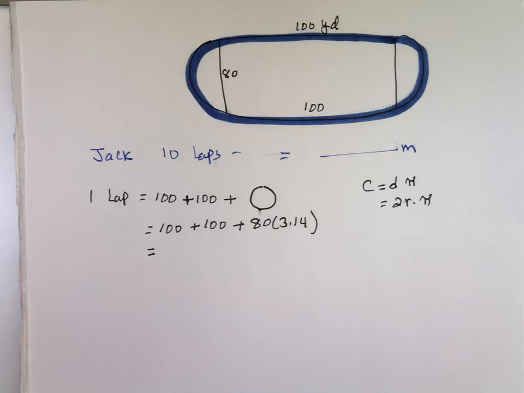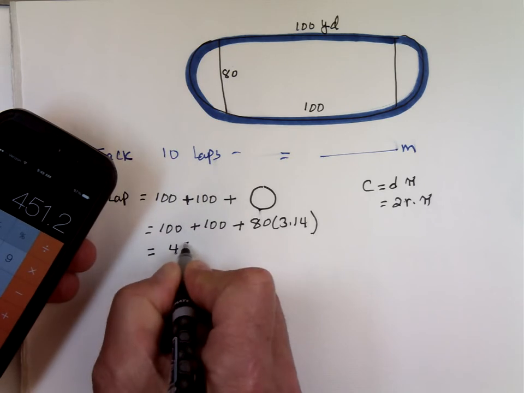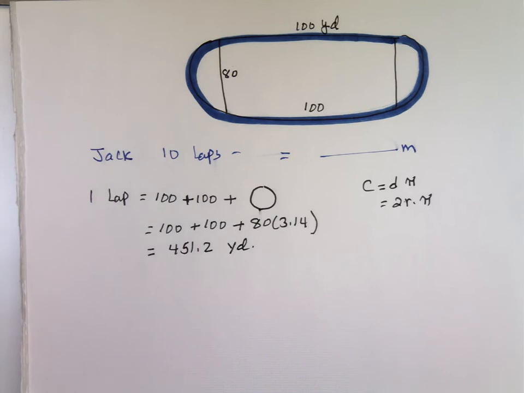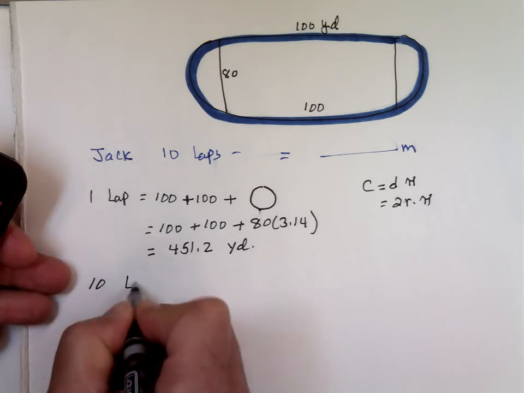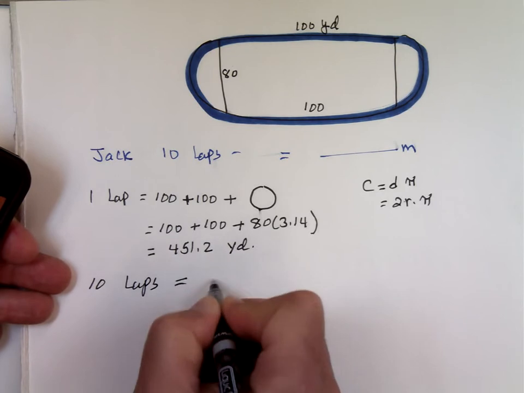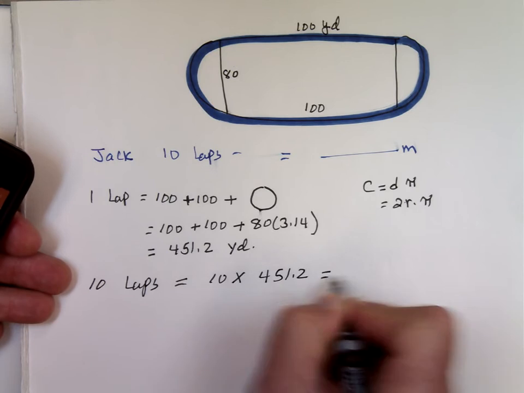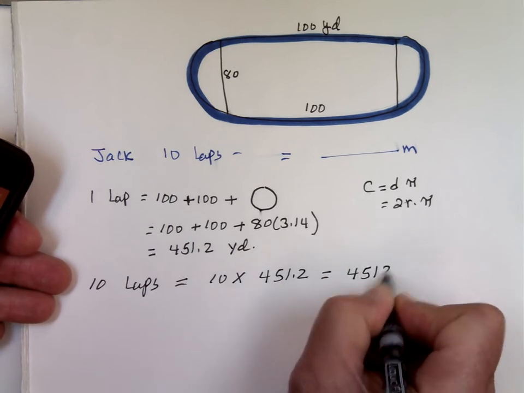And what do we have for a number there? I have a calculator on my phone here. 80 times 3.14 plus the 200. So it's actually 451.2 yards each lap. So if he does 10 of them, it's going to be 10 times 451.2, which is 4512 yards.